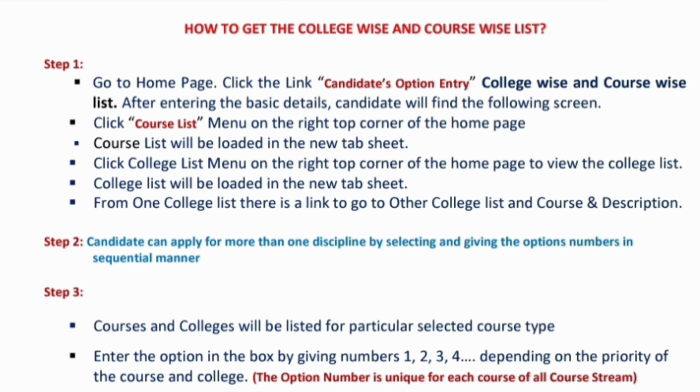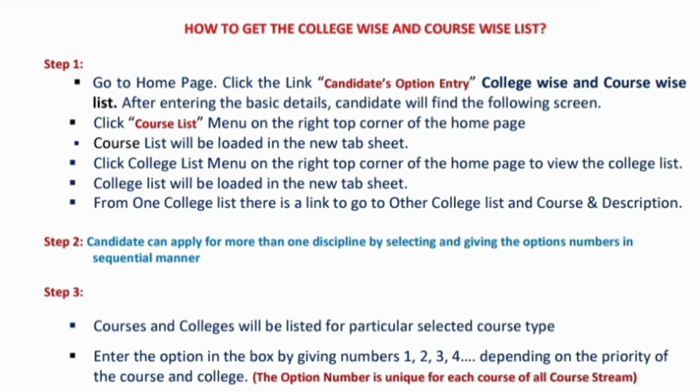So you can see in this step 1, once you click on the link of candidates option entry, it will show you two options, college wise, course wise. If you click on the course list, then it will show you MBA and the other specialization courses. And if you click on the college list, then it will start showing the colleges. Since you have already created your option entry on plain paper, I will suggest you go college wise itself, and within the college you can select a particular course, because multiple colleges have multiple general management MBA or the pure MBA, those types of courses.